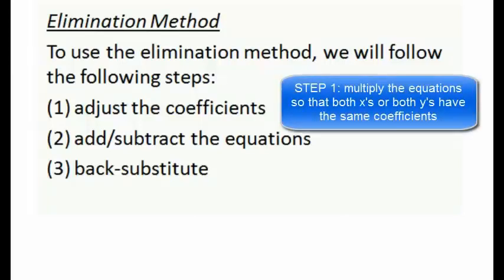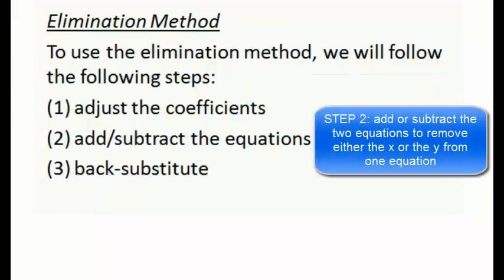The first step, instead of solving for one of our variables, we're going to adjust the coefficients of one of the variables. So this means that we want both of our x's or both of our y's to have the same coefficient. Now the reason we do this is because of step 2, where we're going to add or subtract our 2 equations from each other, or to each other. In this second step is when we're going to be able to solve for one of our variables.